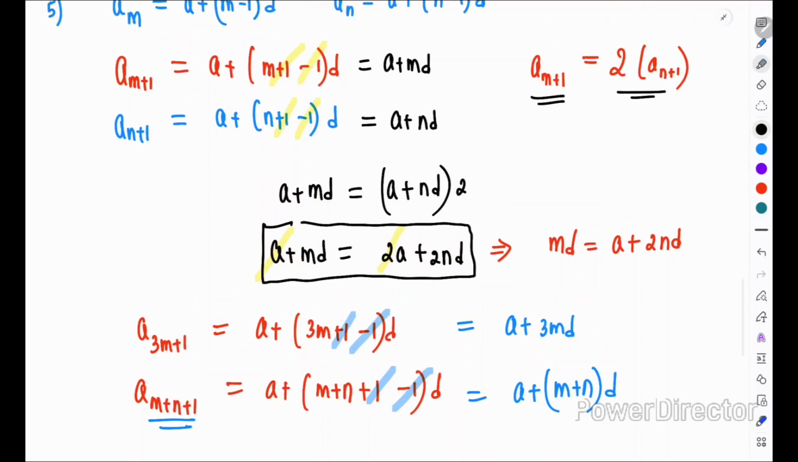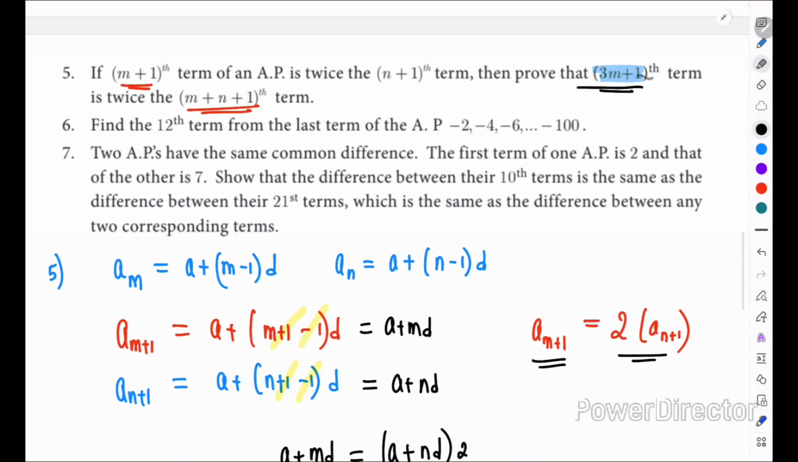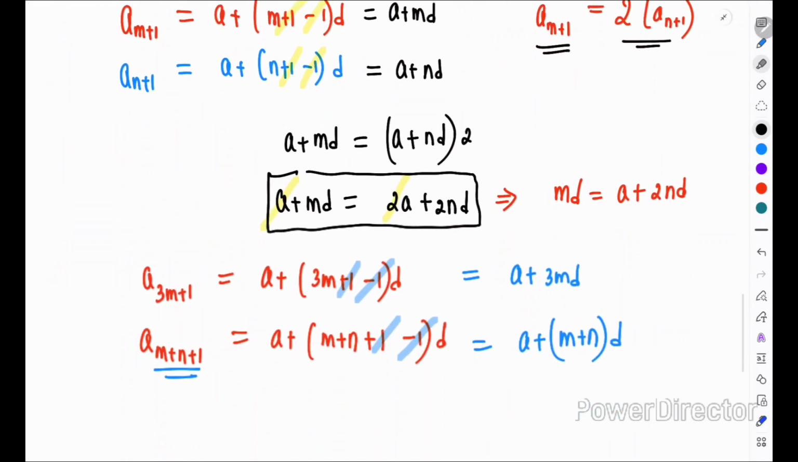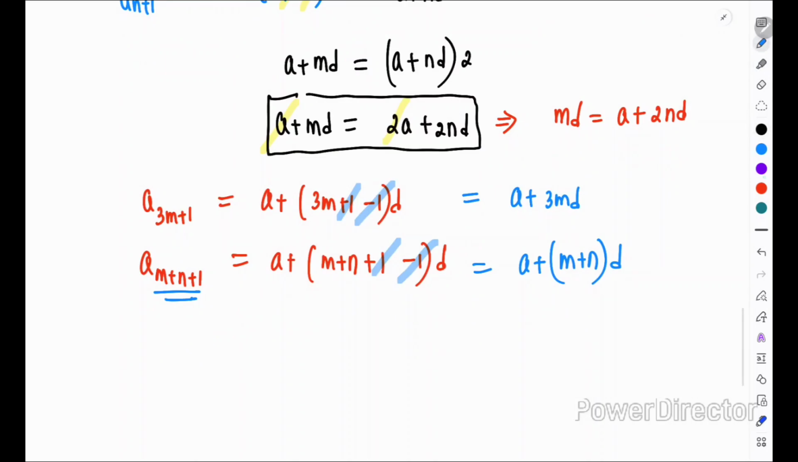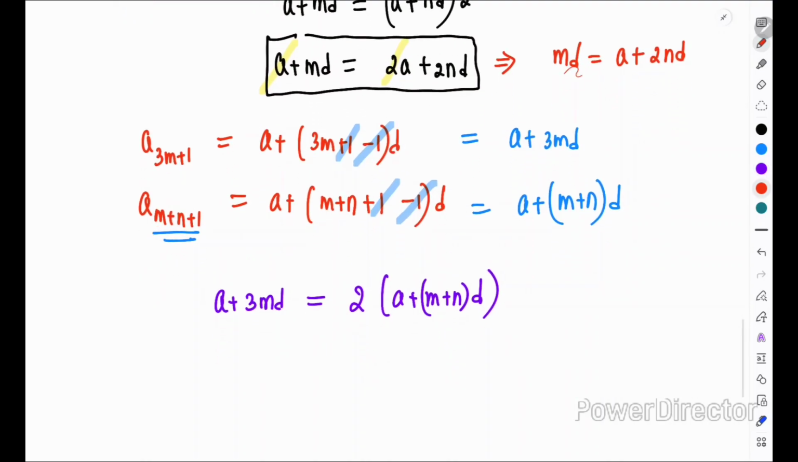Now what they are asking us to prove is that this 3m plus 1th term is twice. So look at the word twice. So we have to prove. It's not about directly equating, you have to prove that. So let me write this one, a plus 3md. I have to prove that this is twice a plus (m plus n) d here. So now see, we have a conclusion here. What is md? That conclusion we are going to use. So I will replace this one. See, this is to prove. So we cannot directly write, we have to prove.